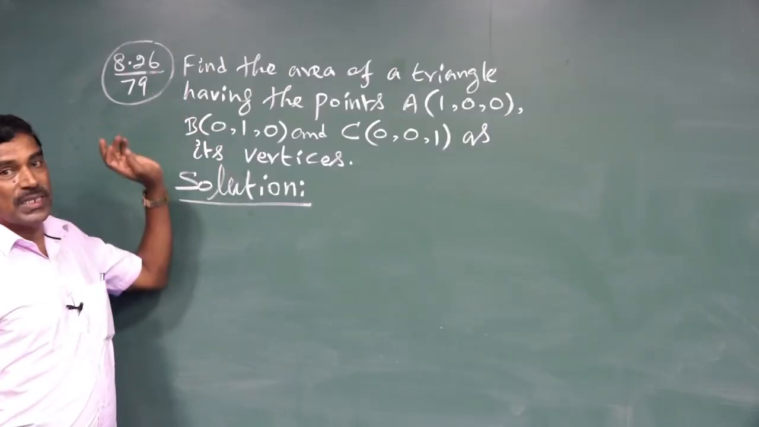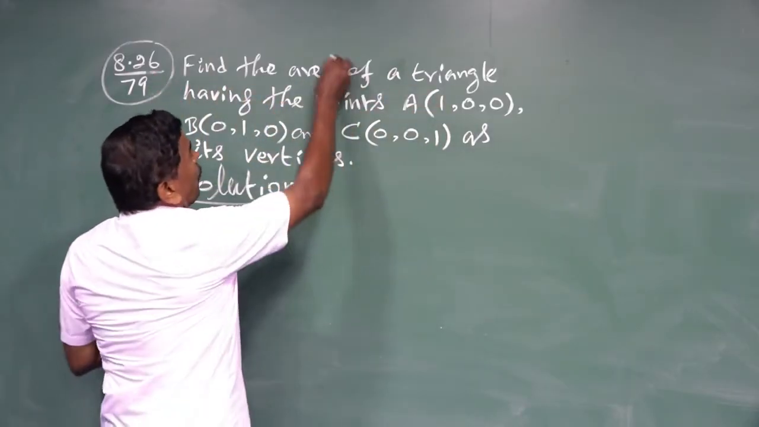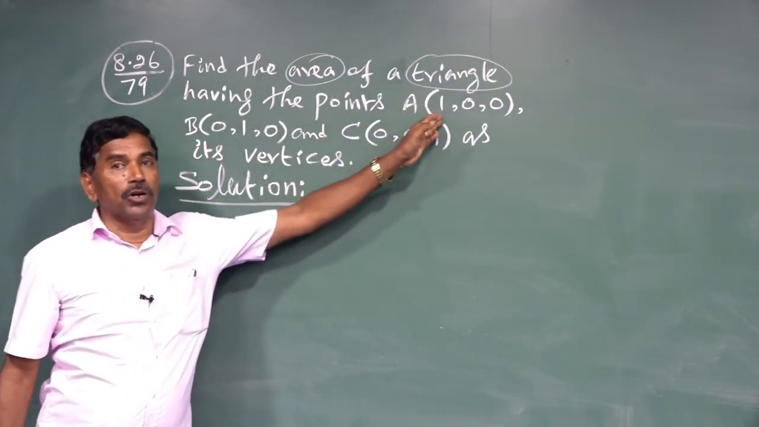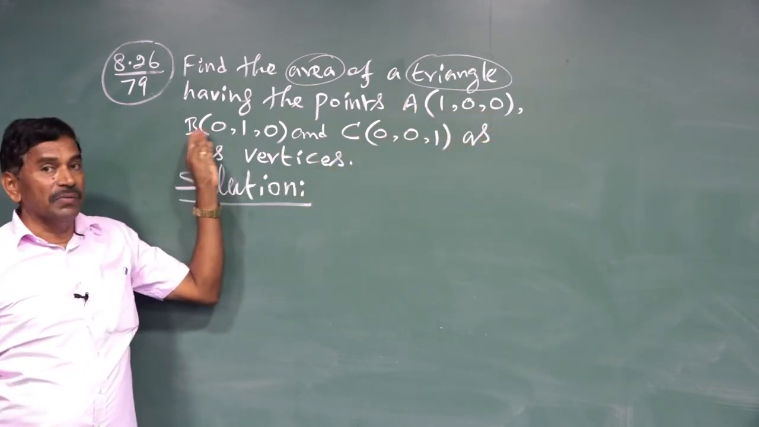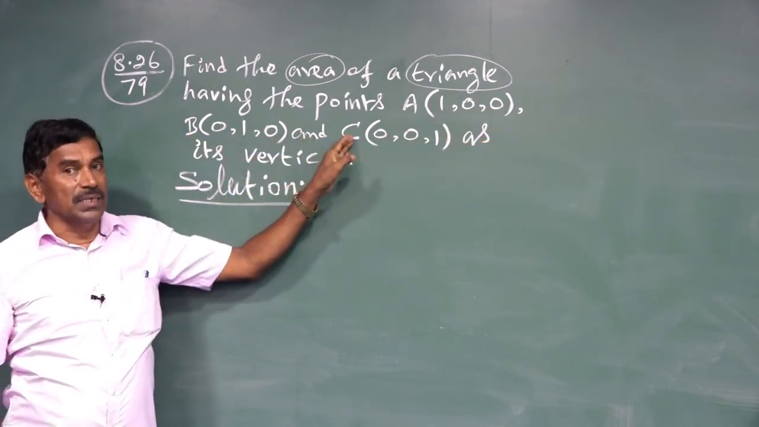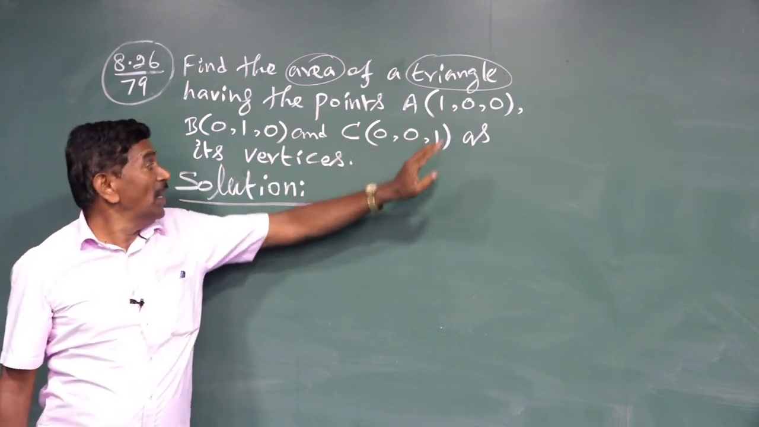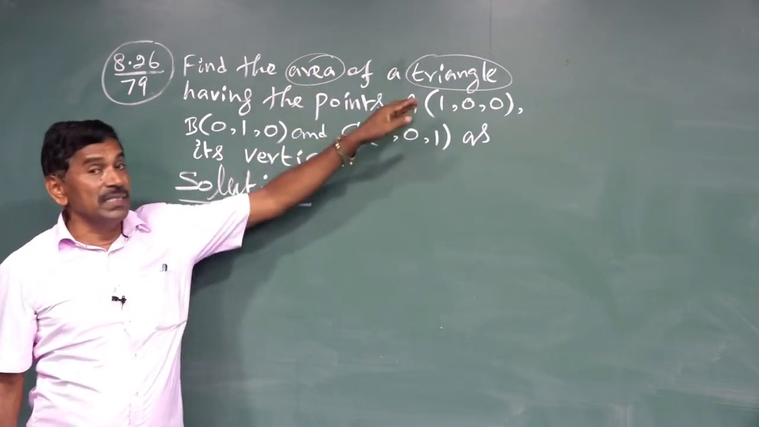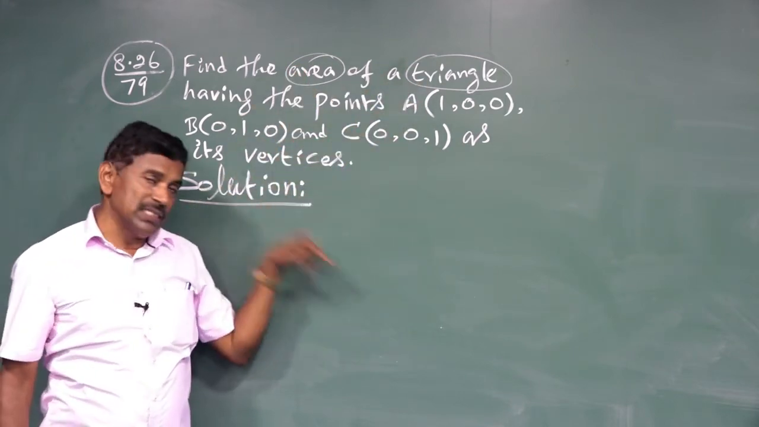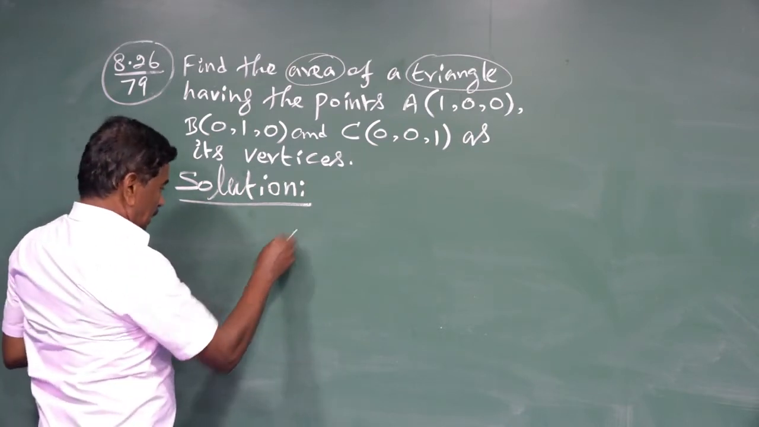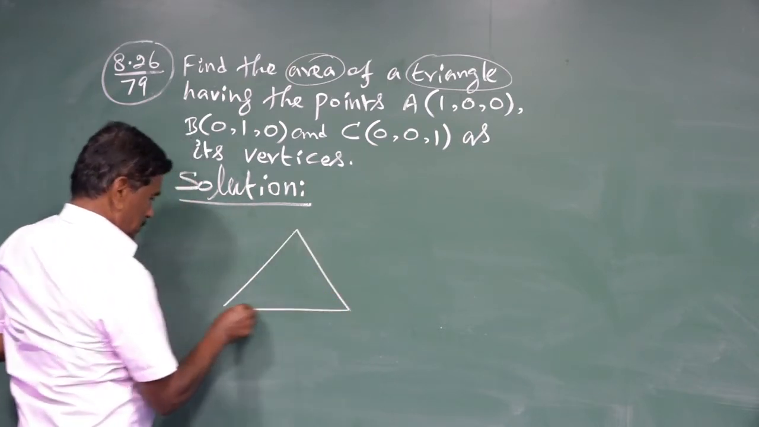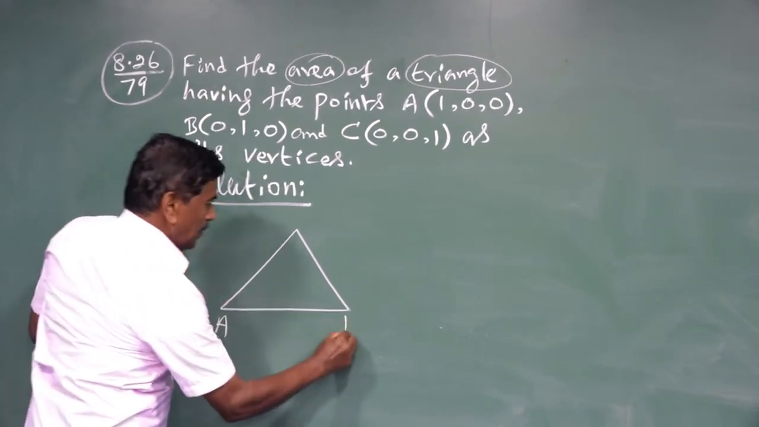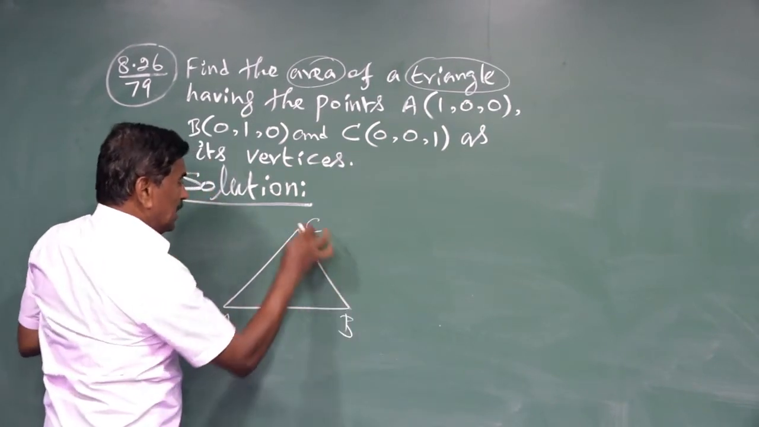Children listen, example 26. Find the area of the triangle having the points A (1, 0, 0), B (0, 1, 0), and C (0, 0, 1) as its vertices. Again, find the area of the triangle whose vertices A, B, C are given. Okay, first let us draw the diagram. Let A, B, C be a triangle.